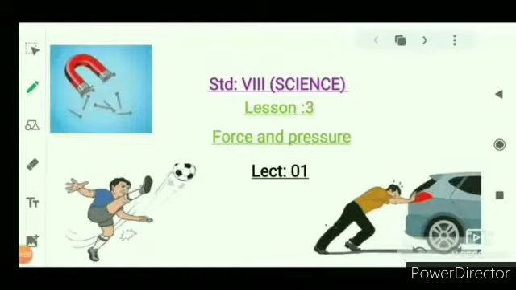Force and pressure. The series of lessons is going to be very interesting because the lesson force and pressure is related to our day-to-day life. The actions we are doing in our day-to-day life, like playing, walking, standing, sitting, we come across the concepts of force and pressure. We are using the concepts of force and pressure. So I hope it will be very interesting because it is related to our day-to-day life and it's explained with real examples.